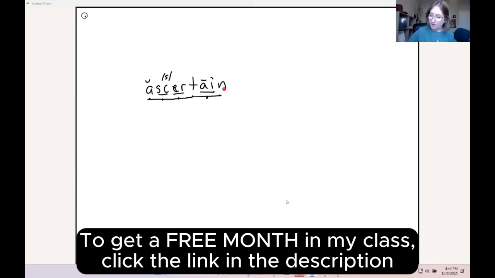Ascertain. When you can break it up into its sounds, then it's easier to read. Ascertain means to discover something. Okay, next word. At the very end of class, I'm going to bring all of these back up again and have you read them as a review. Next word, go ahead and write this down with me so that you can pencil read it when we're done.